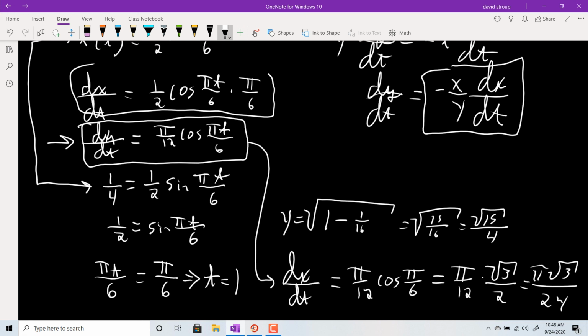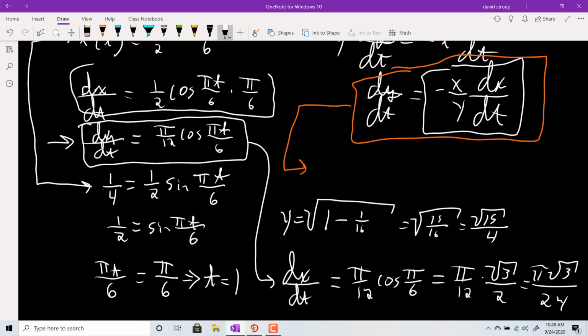And then finally, I can plop all of that information into the main formula, which I'll circle in red. Sorry, this is a bit of a maze. It's probably hard to follow. I apologize. dy over dt, this is a hard problem, equals negative. We want our x value, which is 1/4, and then our y value from below it is radical 15/4. And then dx over dt is pi radical 3 over 24.